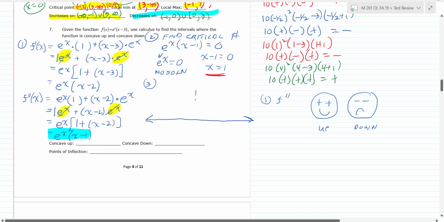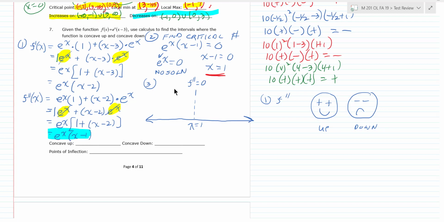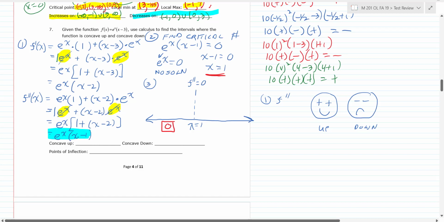Step 3, we're going to go ahead and make our sign chart. Okay, so we're just looking at x equals 1. That is where the second derivative was equal to 0. Now we're going to throw some test points into that second derivative. So let's pick a number less than 1. Let's go with 0. Plug it into this second derivative that I have highlighted in blue. So that'll be e to the 0 times 0 minus 1. That's 1 times negative 1. That's a negative number, which means we are concave down.